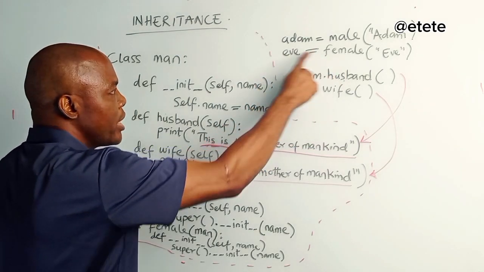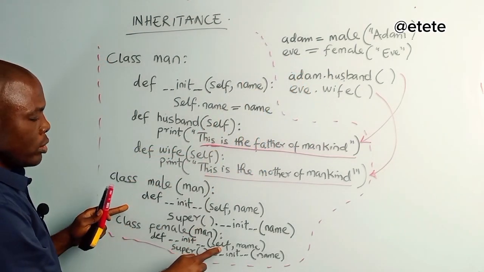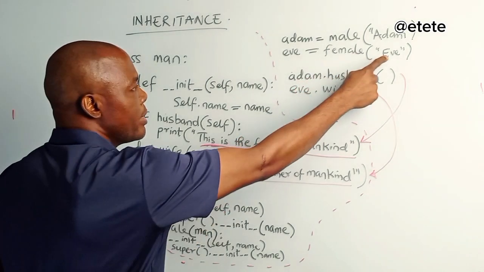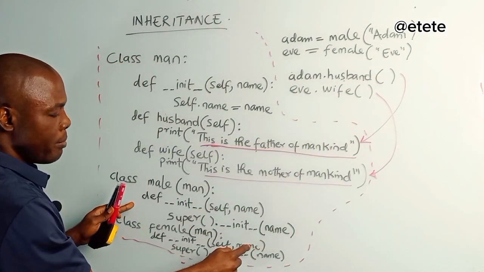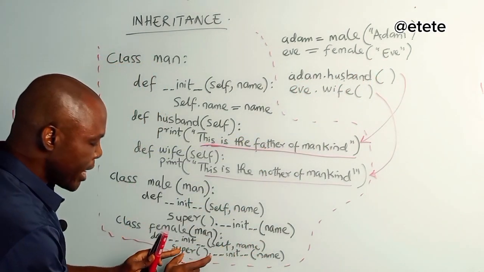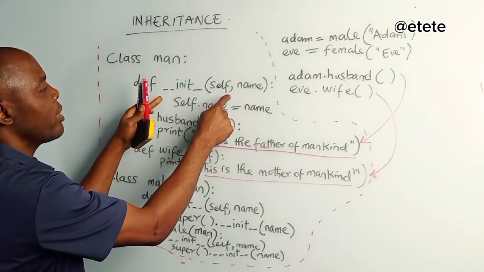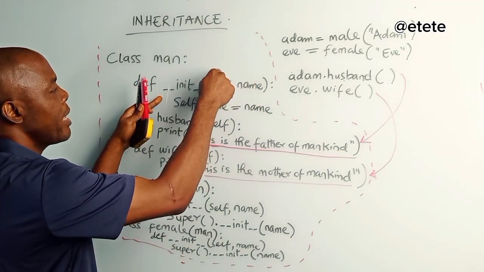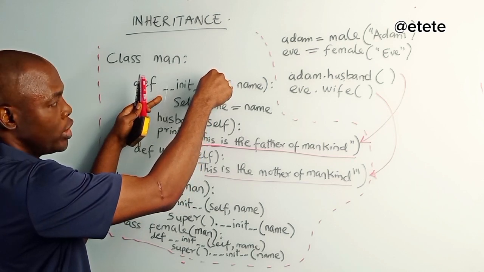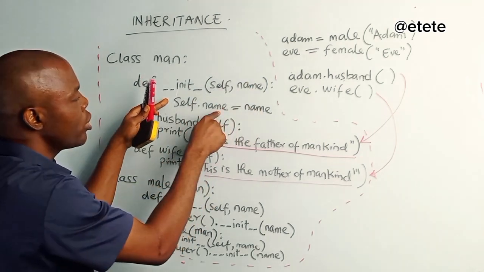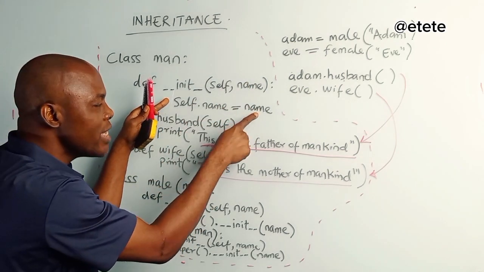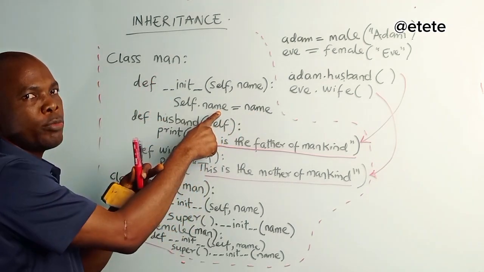When it is instantiated here, "Eve" will be given to what? To self. And then the Eve here will be given to name. Then it will go in, and this super function dot init will call this init method. So Eve will be supplied here. The other eve, which is the small case, which is the object, will be supplied here. Then it will go in and store this Eve, which is the name, inside this attribute.